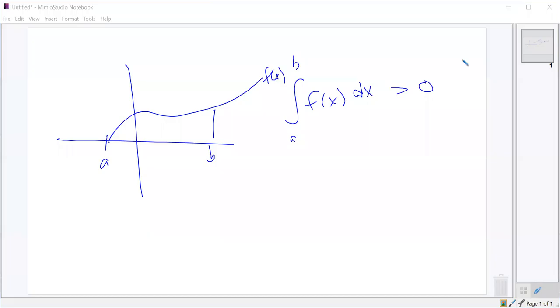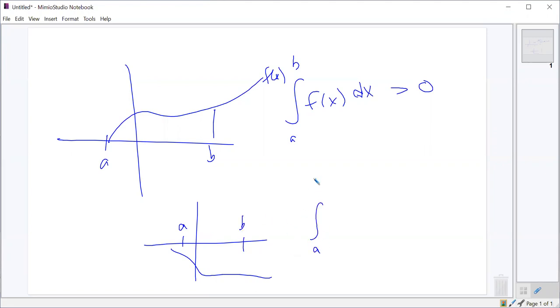So if our function is above the x-axis, our integral should always come out to be positive. If our function is below the x-axis, our integral should, we'll call this g of x, always be negative.